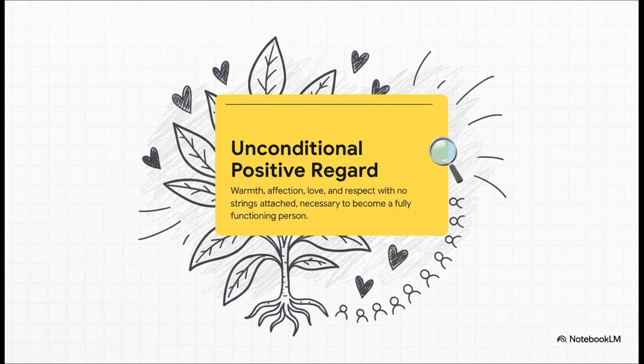Well, for Rogers, it all came down to something beautiful called unconditional positive regard. It's basically love and acceptance with no strings attached. It's when people in your life value you for exactly who you are, not for what you achieve or what you do for them. Rogers believed this was the essential nutrient for personal growth.